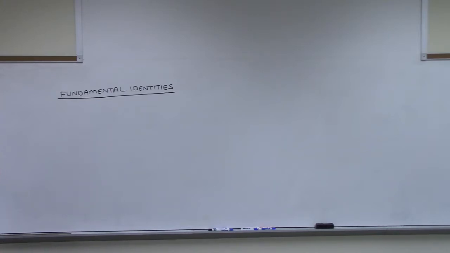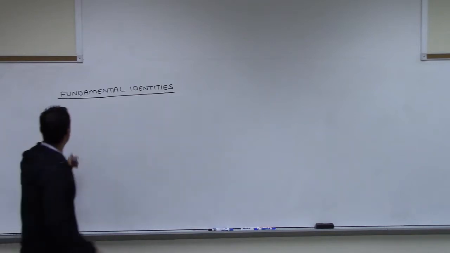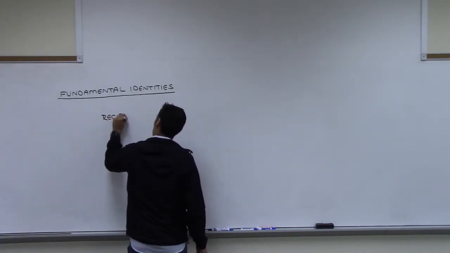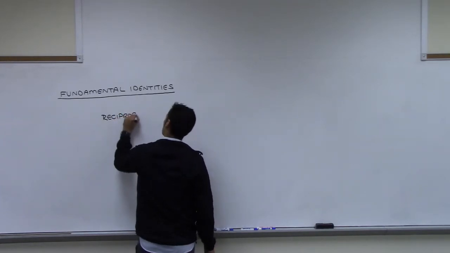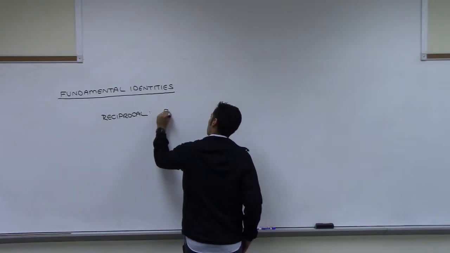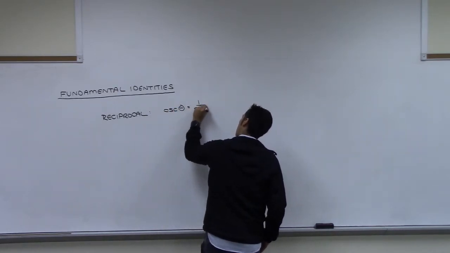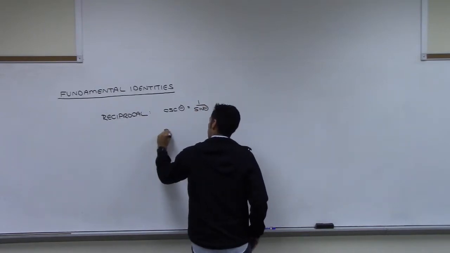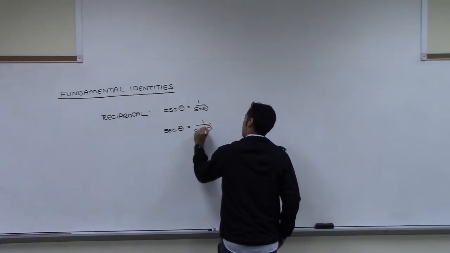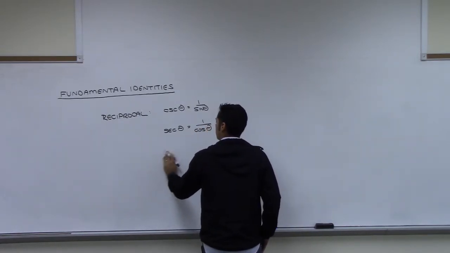All right, so here are some fundamental identities. The first ones are called the reciprocal identities. You don't need to memorize the names. The reciprocal identities are cosecant theta is 1 over sine theta. Secant theta is 1 over cosine theta. And then that's it, just those two.